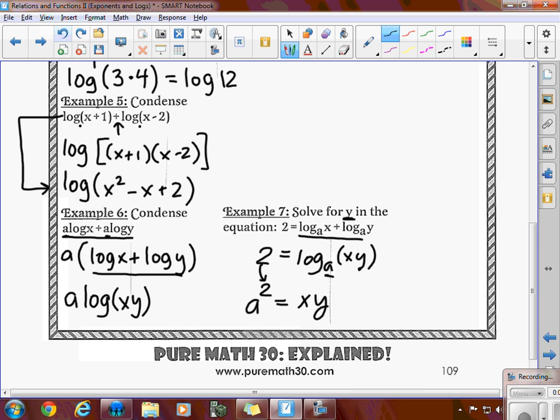Now solving for y should be a little easier, because if I just rewrite this up here, a squared equals x times y. To solve for y, we divide out the x, and we're left with y equals a squared over x. So we use the multiplication law of logs to solve for y.